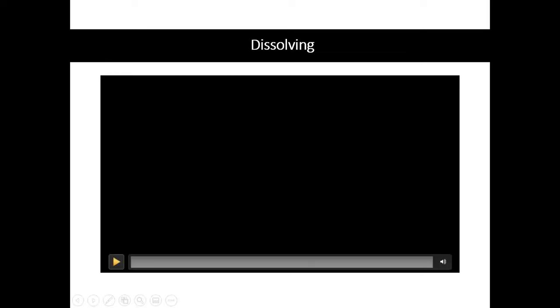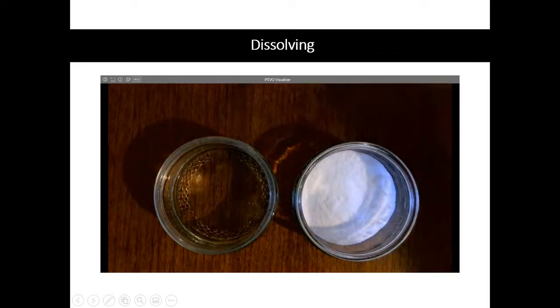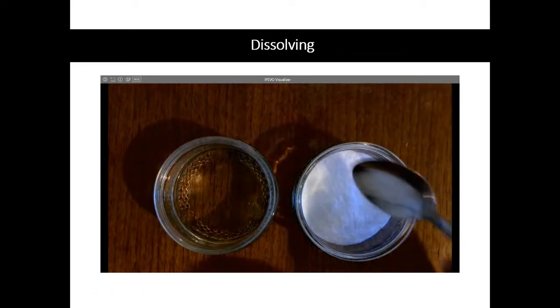Okay, we're going to start off now with a demonstration about dissolving. So dissolving is when a solid disappears or seems to disappear into a liquid. Here we go for the demonstration. We're now going to dissolve salt in water. So these are our salt particles.